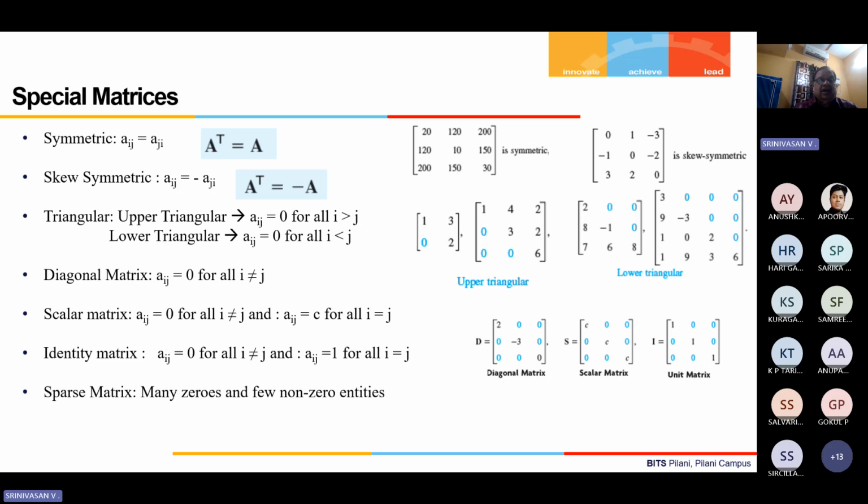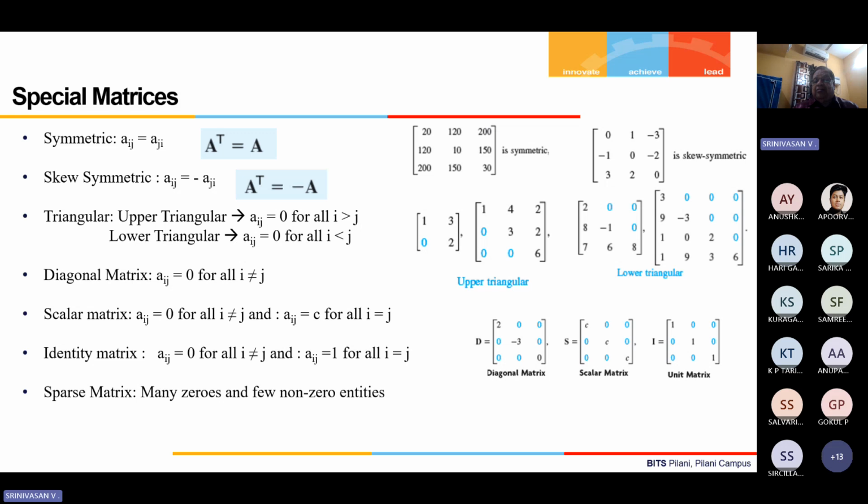Skew symmetric: a_ij equals minus a_ji. That is, a matrix A is said to be skew symmetric if the negative of the matrix is the same as the transpose of A, or if it is equal to the negative of its transpose. So skew symmetric. Look at here. One thing is very important.